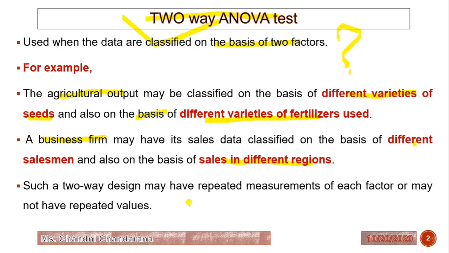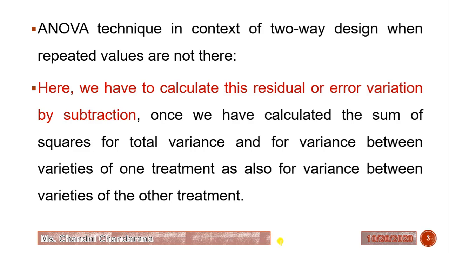Such a two-way design may have repeated measurements of each factor or may not have repeated values. For example, the ANOVA technique in the context of a two-way design when repeated values are not there. As we do not have repeated values, we cannot directly compute the sum of squares within the sample as we did in the one-way ANOVA test. So here we have to calculate the residual, or error variation, by subtraction.